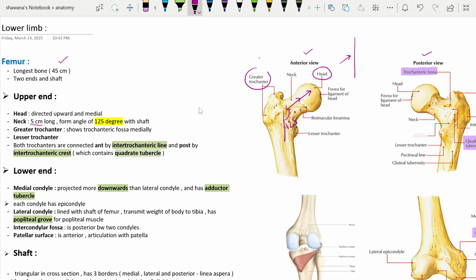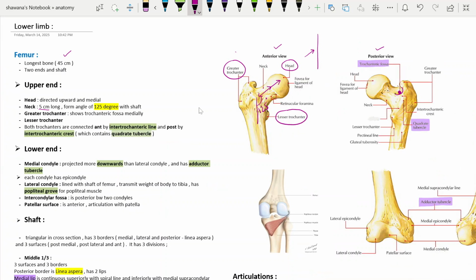The greater trochanter is like a bony projection, and then there is a lesser trochanter. The feature of the greater trochanter is that it contains the trochanteric fossa. When we see it in the medial aspect, it contains a trochanteric fossa. The other two terms that I need to mention here are that both of these trochanters are connected anteriorly by the intertrochanteric line and posteriorly by the intertrochanteric crest.